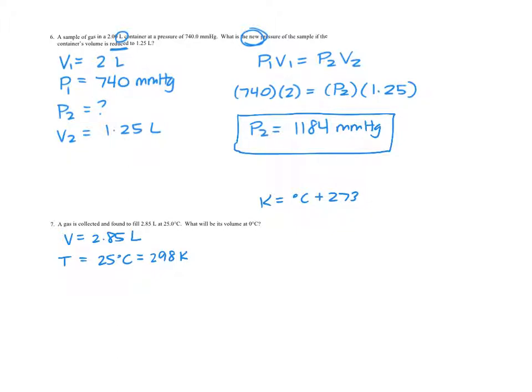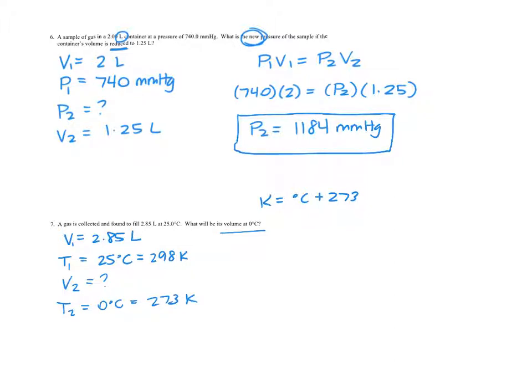Now, what will be its volume at 0 degrees? So again, this indicates a change. So these two conditions are my 1. It's asking for the new volume. So there's your question mark. And then my new temperature, my T2, is 0 degrees Celsius, which simply goes to 273 Kelvin.